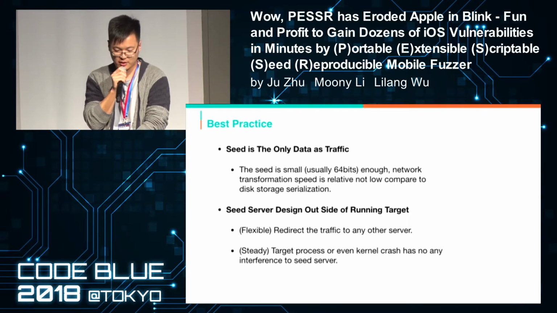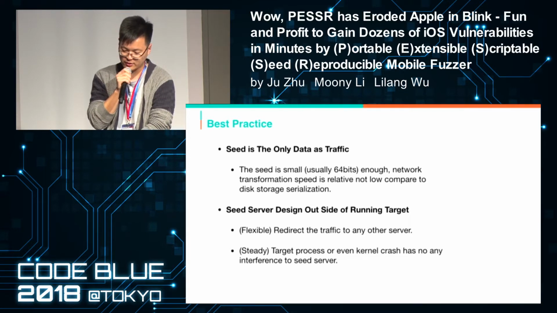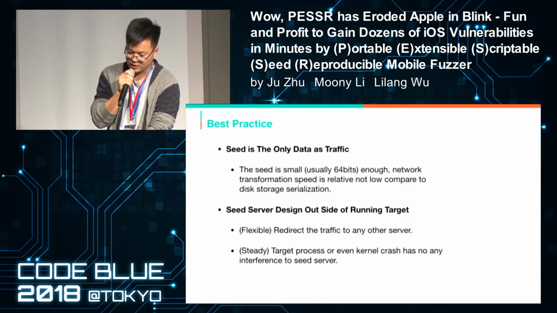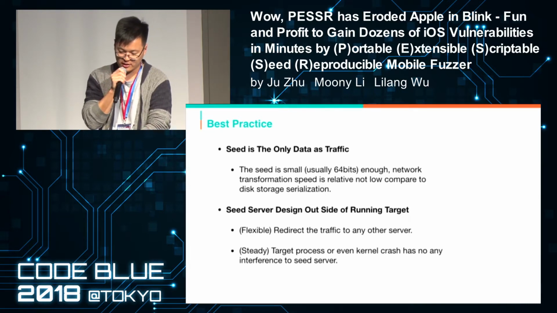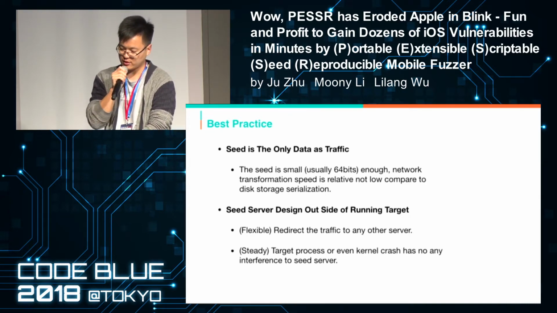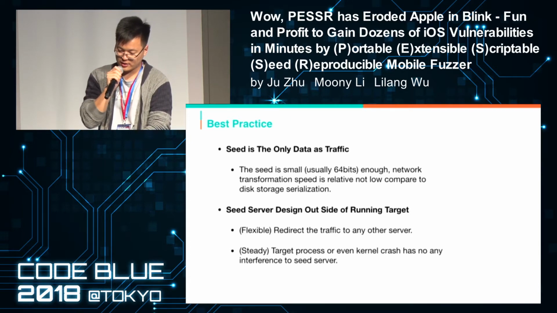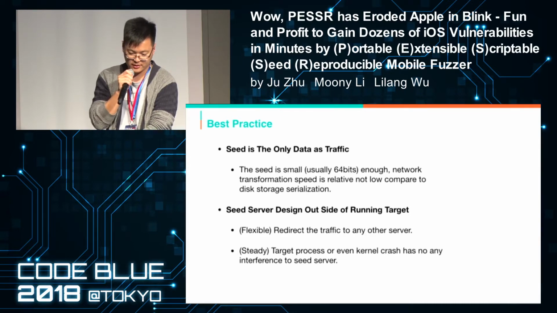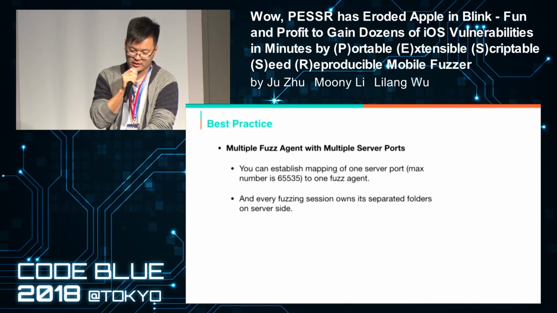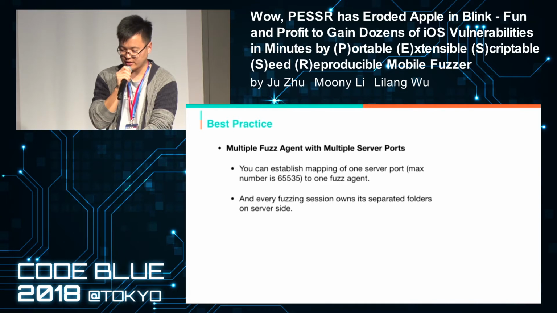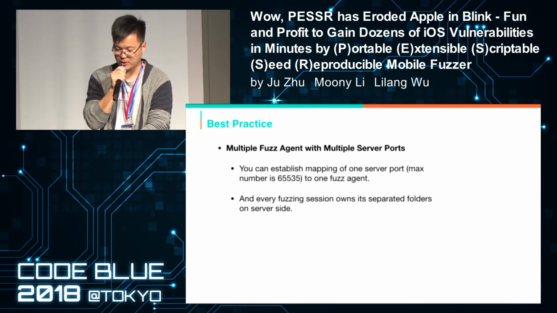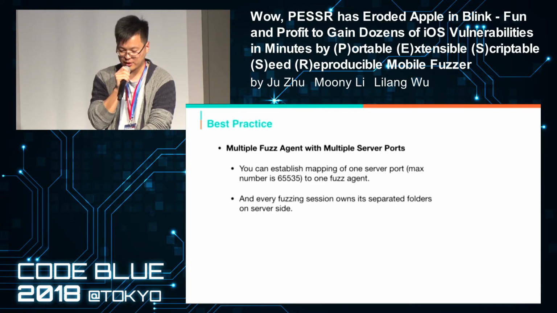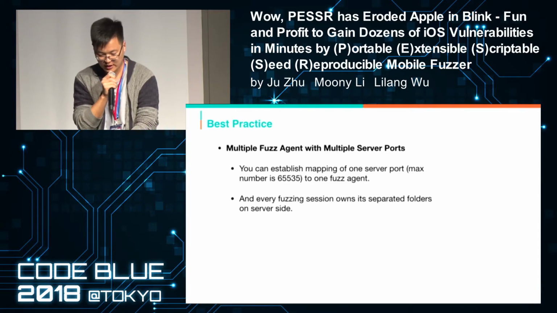What's more, the seed server is hosted outside of the running target, so we can easily redirect the traffic to any other server and ensure its stability. Another advantage of using a socket is that we can deploy multiple fuzz agents with different server ports. The fuzzing server will create different folders to save the corresponding data.